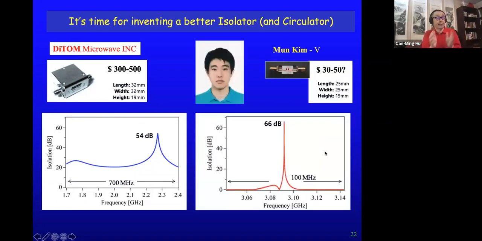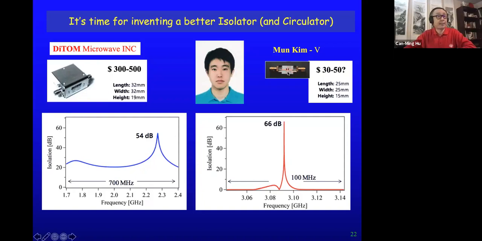Now you can use this effect I just told you about to make a very different isolator. This is the device made by my student Meng. It is already much smaller than what you can buy, and nowadays it's even getting smaller. Meng is improving it because all you need is a small, tiny piece of YIG sphere, 0.5 millimeter, very small.